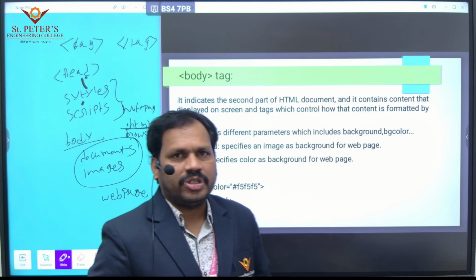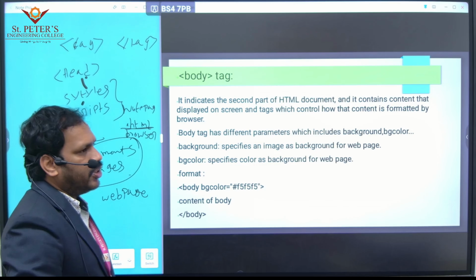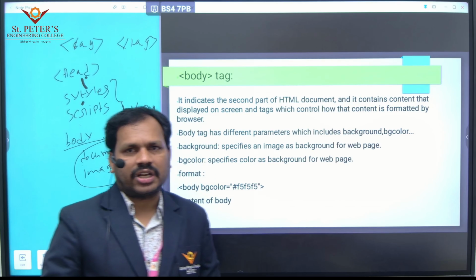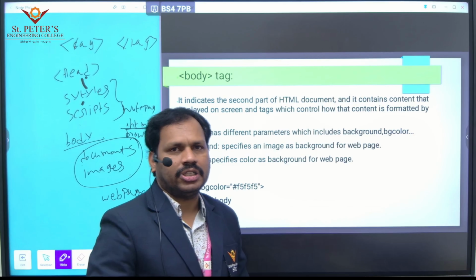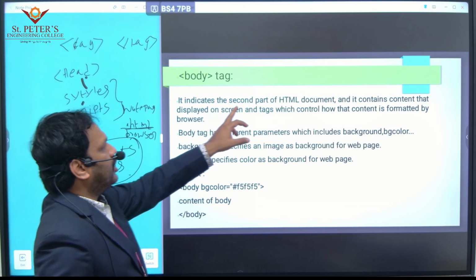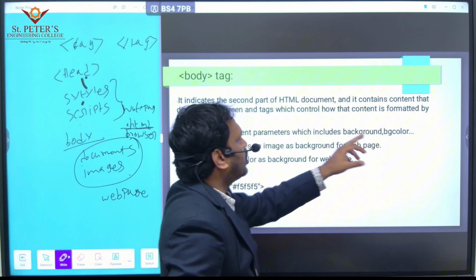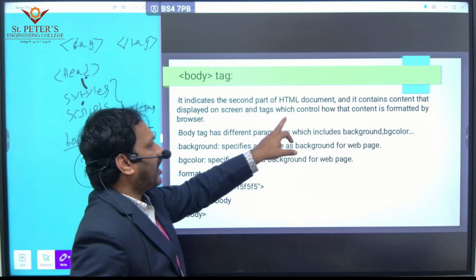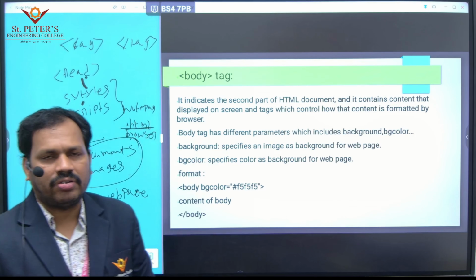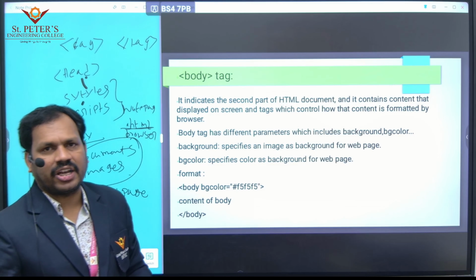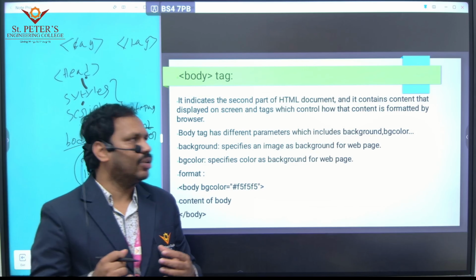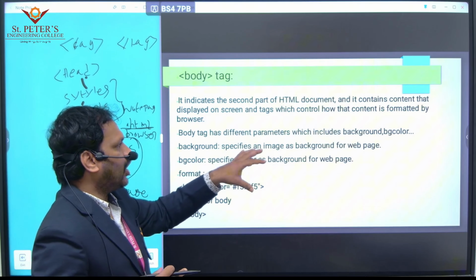So next is going to be the body tag. The body tag is going to be the second part of the HTML document, where the content of the page is going to be displayed on the web page. It contains the content that is displayed on the screen, and tags which control how that content is formatted by the browser. So we have different tags, like the paragraph tag, which controls the structure of the particular page, that is the content of the page.